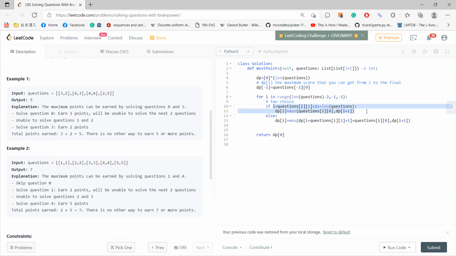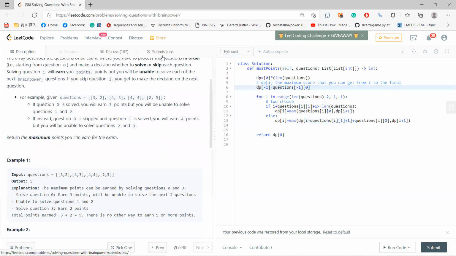But once you solve i, you cannot solve the rest. Okay. Otherwise, that means you can solve some problems, right? So else, the DP i will be max of DP i plus 1, which is you do not solve i, or, once you solve i, you get the questions i 0, and then you can add DP i plus questions i 1 plus 1. Okay, and return DP 0. Okay, so this is the answer.